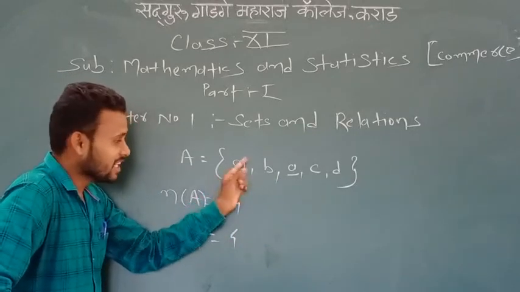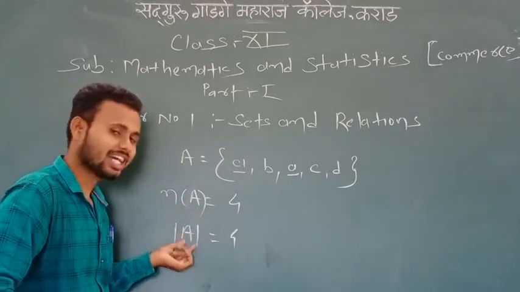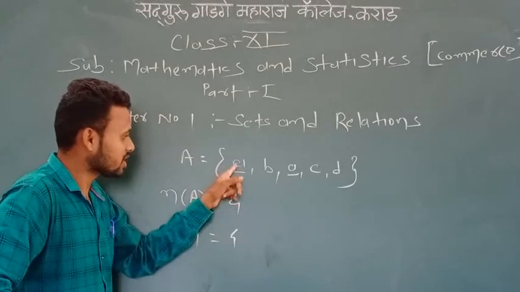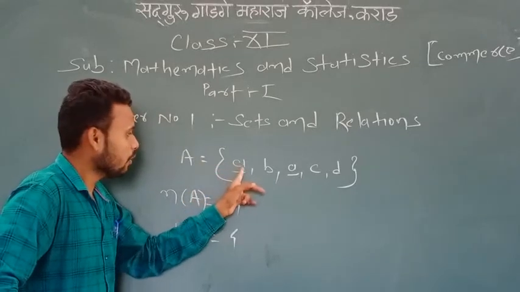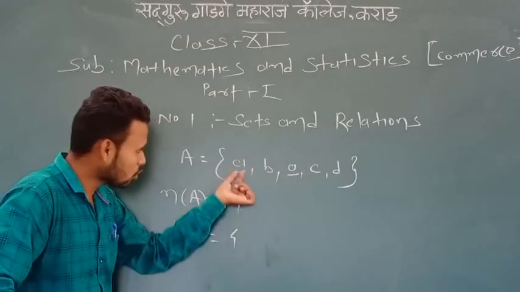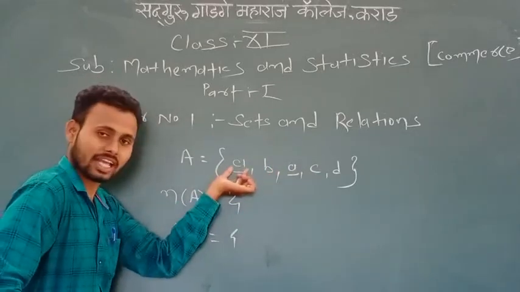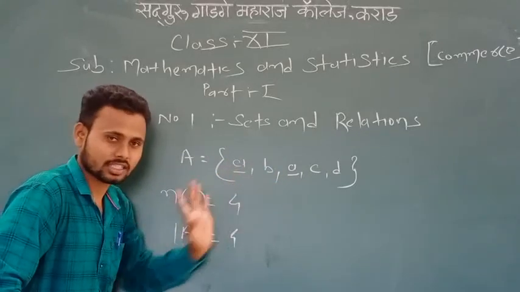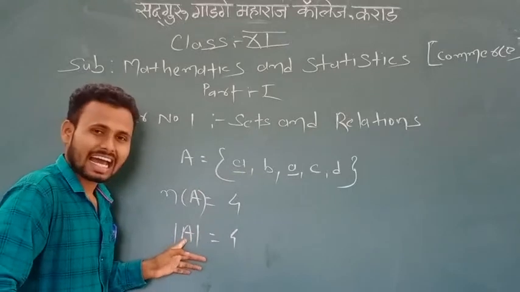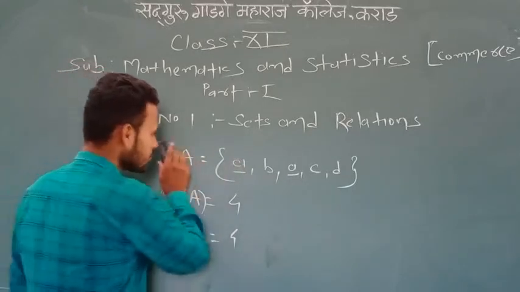The number of distinct elements contained in a finite set is called n(A), or cardinality of A. If an element in a set is repeated more than once, then count it as once. Meaning, if an element is repeated more than once, count it only once while counting, which gives the cardinality of set A, or number of elements of that set A.